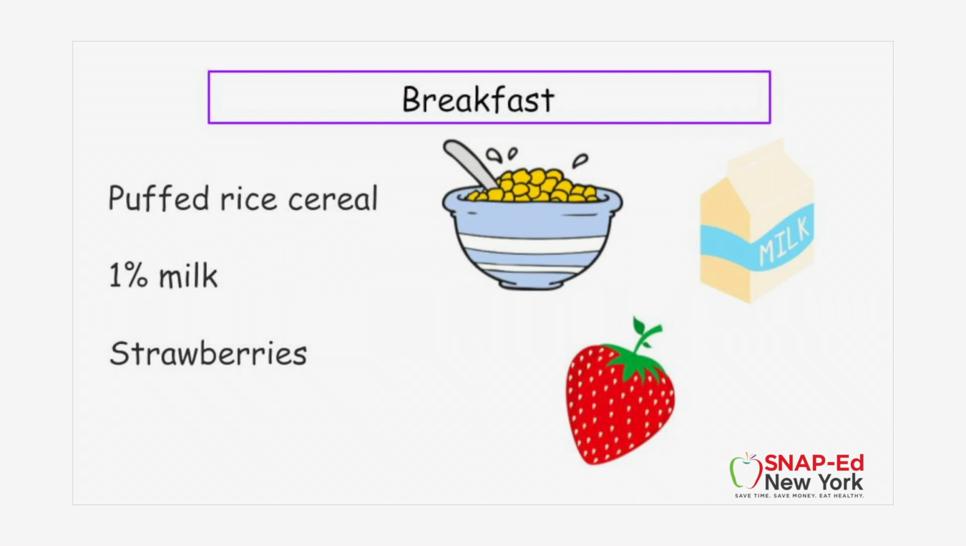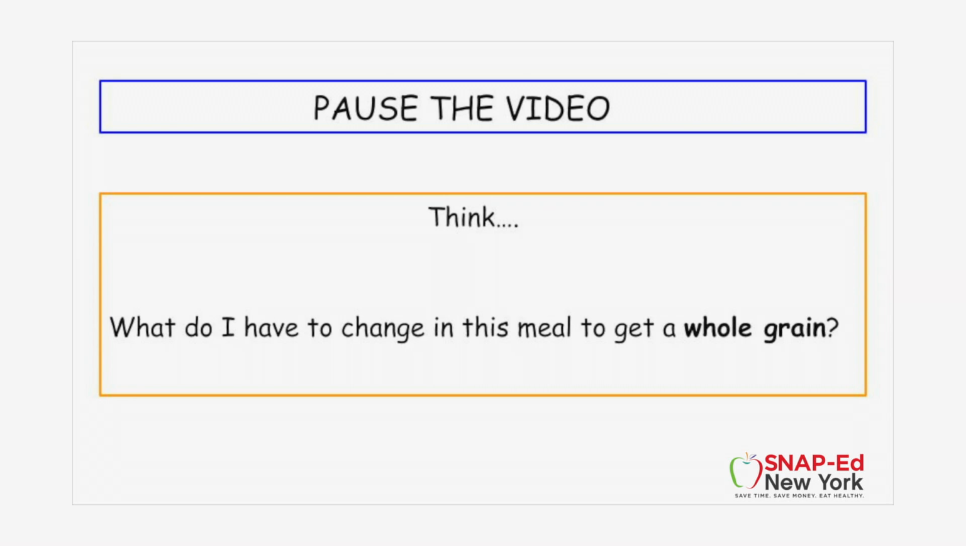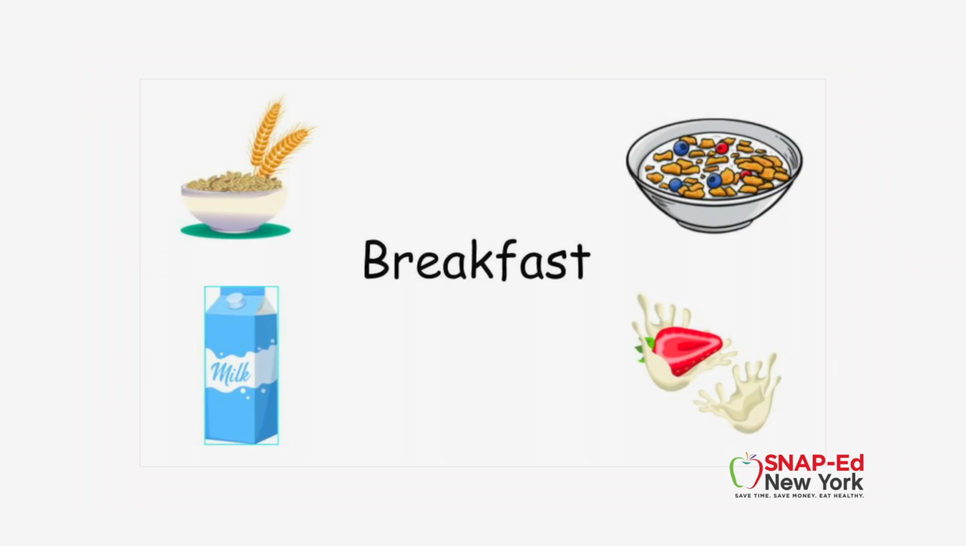Okay, let's get started. Say for breakfast, I have puff rice cereal, 1% milk, and strawberries. What do I have to change about this meal to get a whole grain? Pause the video and think about your answer. Come back when you're done. I would change the puff rice cereal, which is a refined grain, to oatmeal, which is a whole grain. That's how I would get my whole grains in this breakfast.